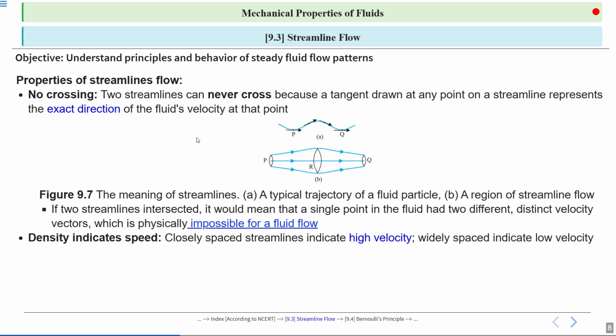Another important property is the density of streamlines. The density of streamlines tells us about the speed of the fluid. Where streamlines are close together, the fluid is moving faster. Where they are further apart, the fluid is moving slower. For example, around the narrow part of a river, water flows faster because the streamlines are packed tightly together.